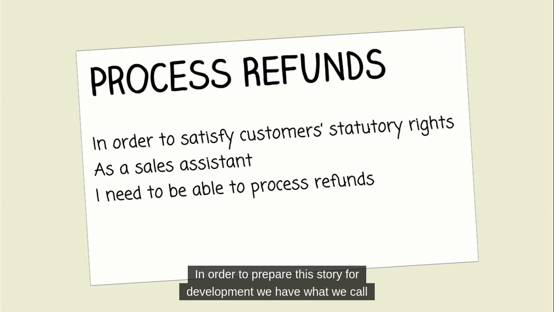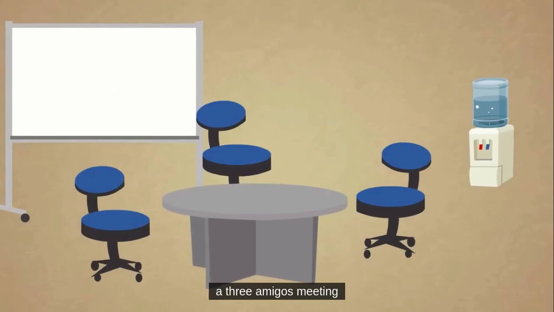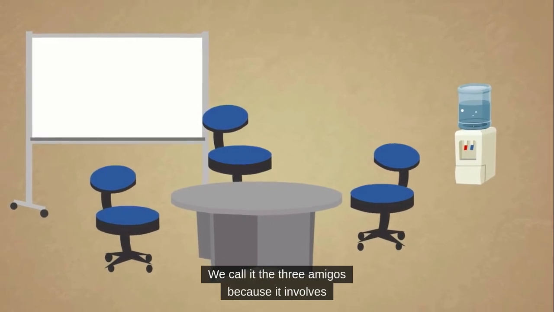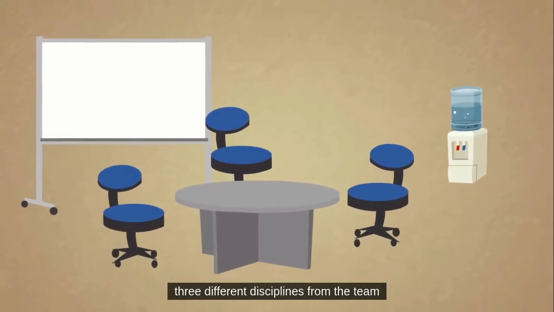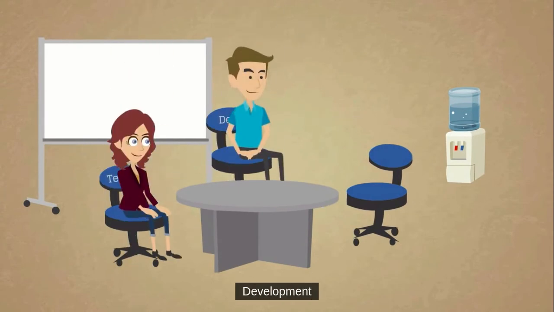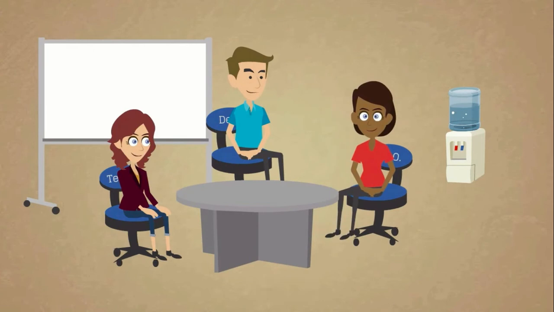In order to prepare this story for development, we have what we call a Three Amigos meeting. We call it the Three Amigos because it involves three different disciplines from the team: test, development, and product. Let's watch one in action.